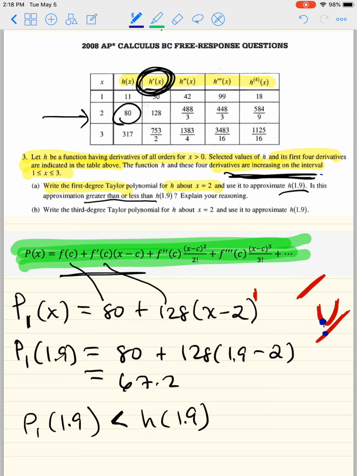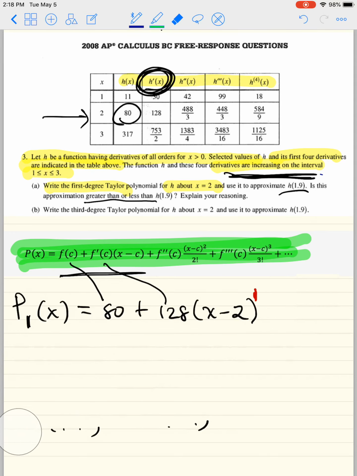All right, now I'm going to get rid of just some of this stuff here because we're going to need it for the next part. You guys can always pause the video and take your time understanding it. The next part says write a third degree. So right now we used him and him. Third degree Taylor polynomial for h about x equals 2.